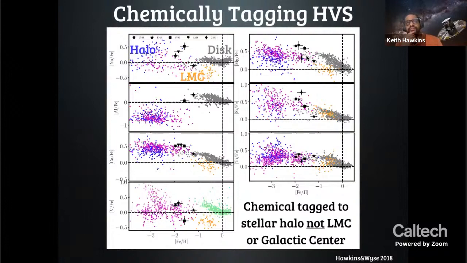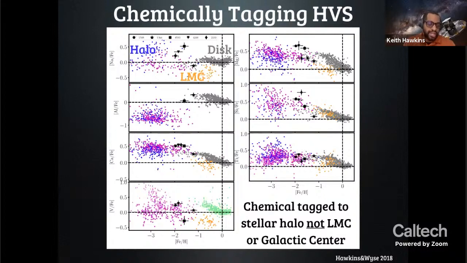And the black 5 points are the 5 stars that we were able to observe in the pilot project. And it turns out that all of them look like run-of-the-mill halo stars. And so we chemically tagged them to the stellar halo and not the LMC, which indicated maybe these fast-moving stars actually were just the fastest moving tail of the galactic halo.